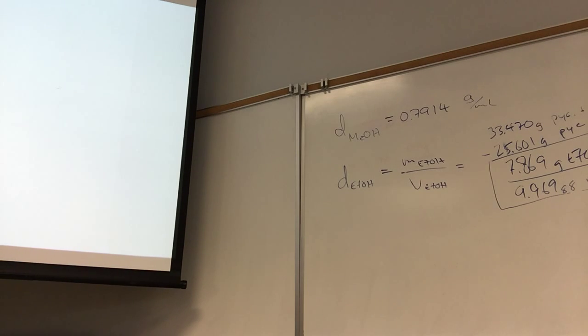It's actually 9.96688. The 9 was rounded. Whoops, sorry. 688. Okay, this is what we got then. Thanks. 9.9688, which gives us a density of what? 0.78936. And to round this, we're going to go to 0.7894 grams per milliliter.